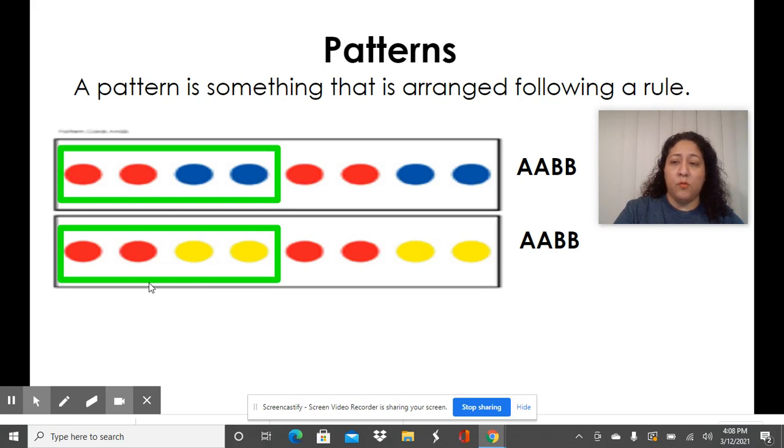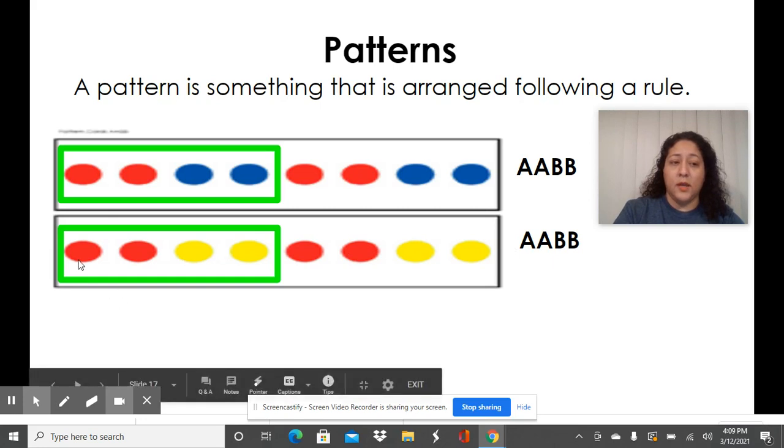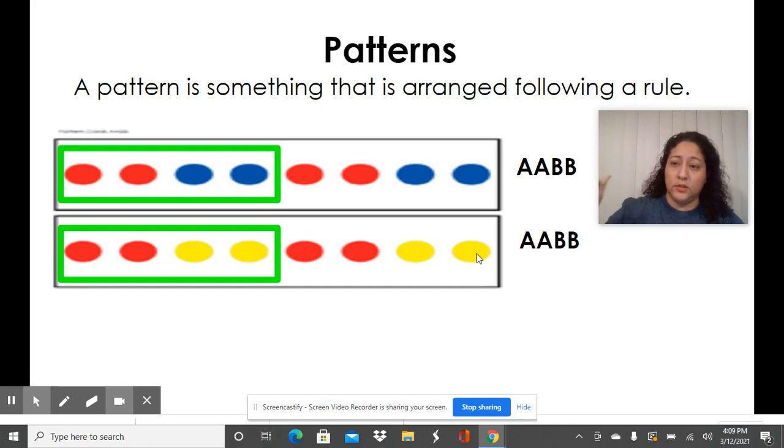Here's another example where we're using the 2 different colors of red and yellow. But we're using the red 2 times first, and then the yellow 2 times. It comes after the reds, okay? So you can say 2 reds, 2 yellows, 2 reds, 2 yellows, or red, red, yellow, yellow, which is the rule, and then red, red, yellow, yellow. And if we continue it, it'll be red, red, yellow, yellow, and so on and so on.